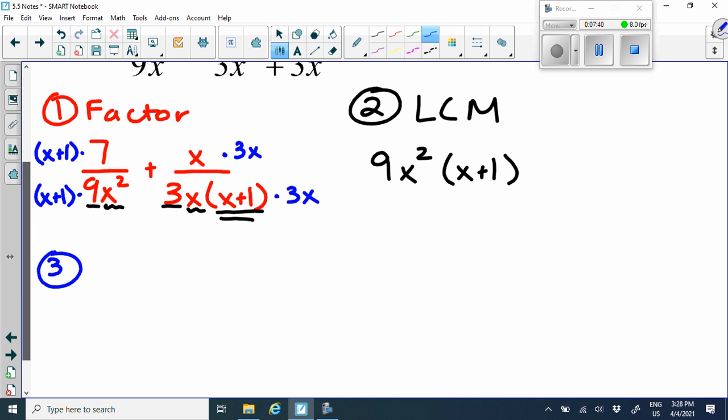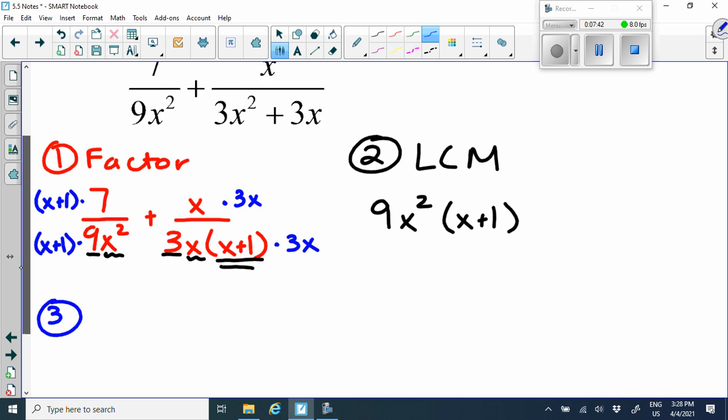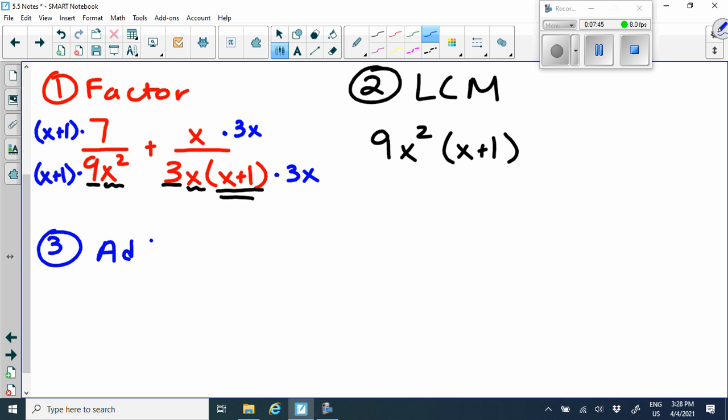And we do some adding. In this case, I think we're adding, right? Yeah, we are adding, so I'm just going to put add here. Either that's going to change to add or subtract, depending on what you're doing. So on my numerator, I have 7 times x plus 1. Now, I'm going to show all of the steps. Once you get used to this, you don't have to show all of the steps, but just to make sure, because these are notes. So I have 7. I'm going to rewrite this, especially if we have to do any distributing or multiplying. And then in my denominator, I should have my LCM, my 9x squared times x plus 1.